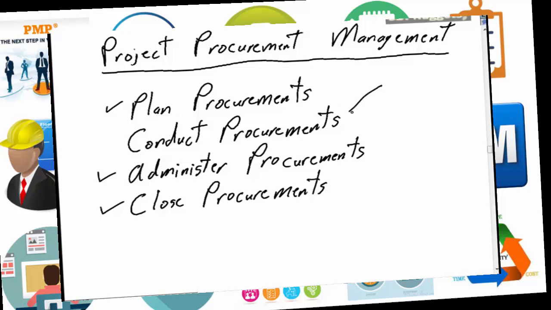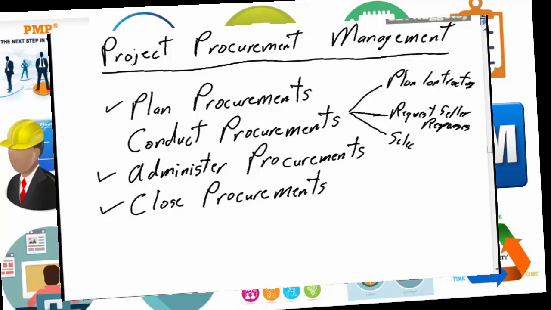Conducting of procurements, however, is the amalgamation of 3 different process areas from the earlier release. Earlier we had plan contracting, and we had request seller responses, and finally we had select sellers. In this release of the PMBOK guide, they have been combined into the single process area called conduct procurements.